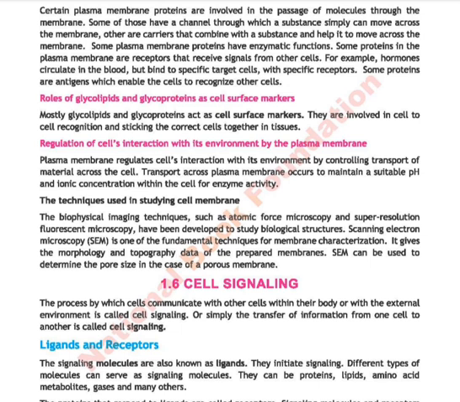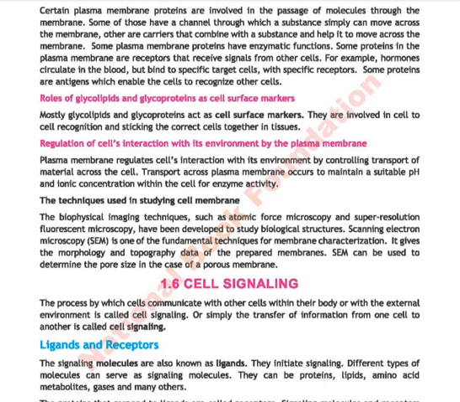Some proteins in the plasma membrane are receptors that receive signals from other cells. For example, hormones circulate in the blood but bind to specific target cells with specific receptors. Some proteins are antigens which enable the cell to recognize other cells.